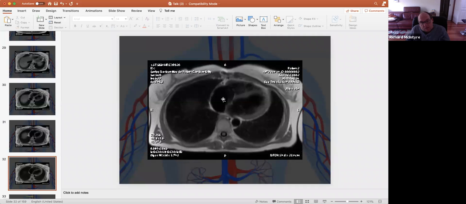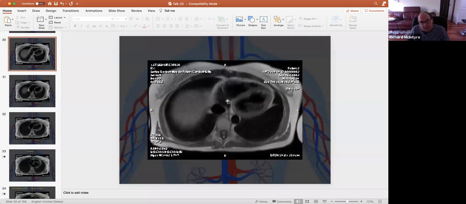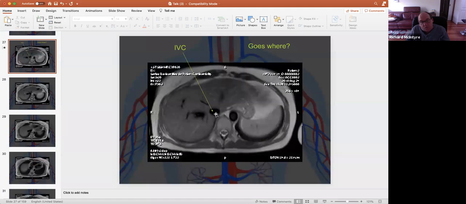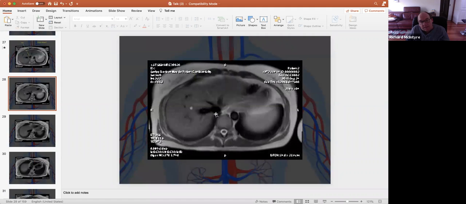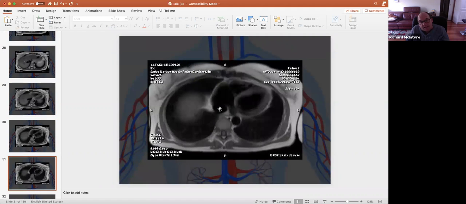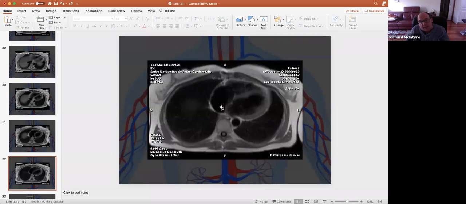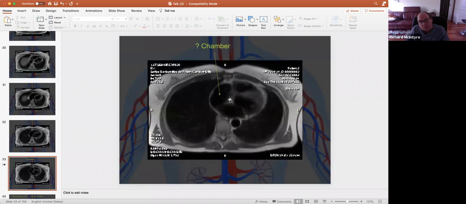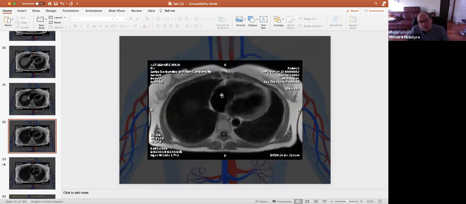Okay, so we'll go back. There's the IVC, and we're going to go up towards the heart, and we can see that that IVC meets up with the right atrium. Of course, we know that the right atrium delivers blood to the right ventricle. Okay. We've got the right ventricle.